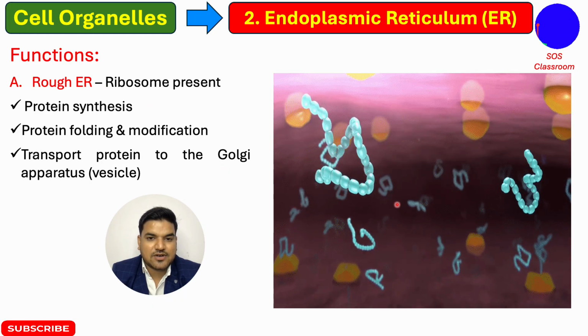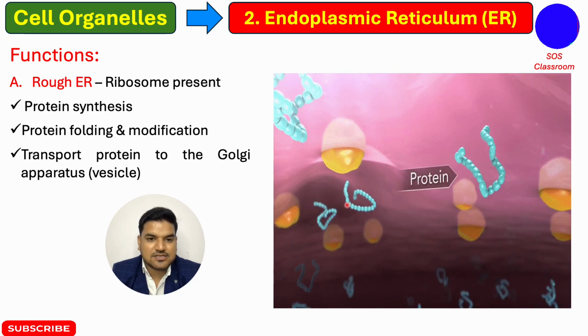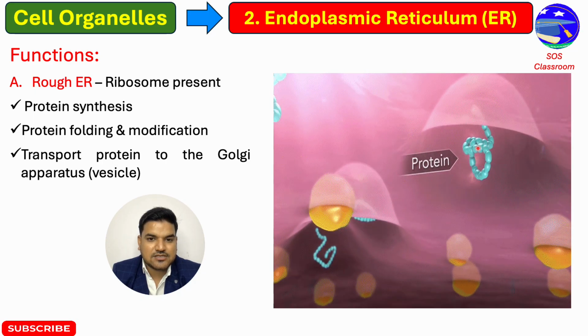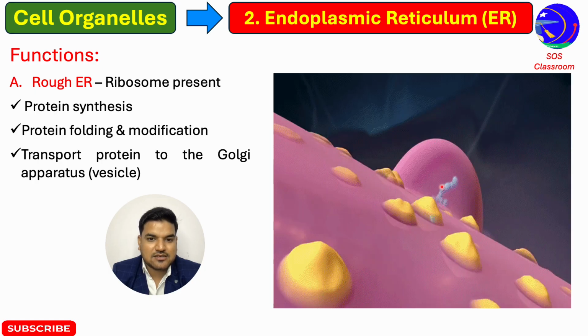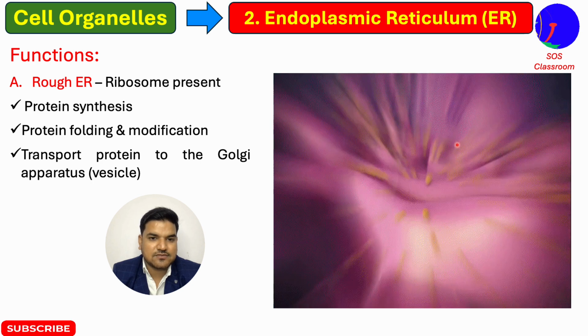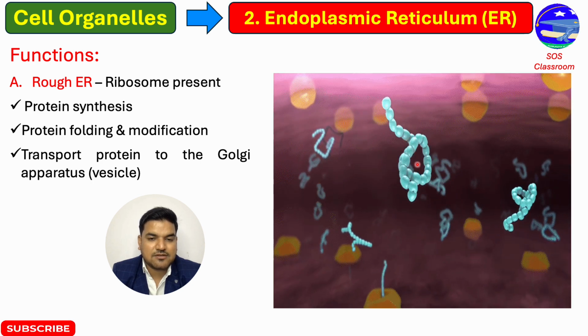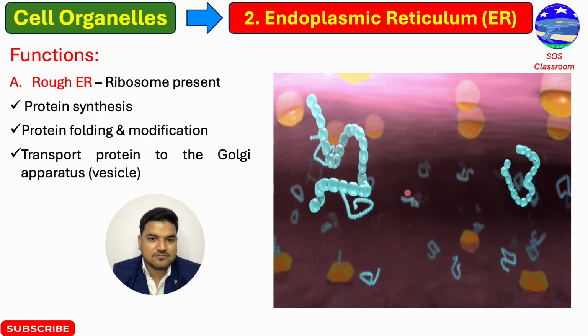You can see in the image what happens in the rough ER. This is the protein synthesis. You can see these are the protein molecules going inside the vesicles and forming the vesicles. So these protein molecules come from the nucleus.